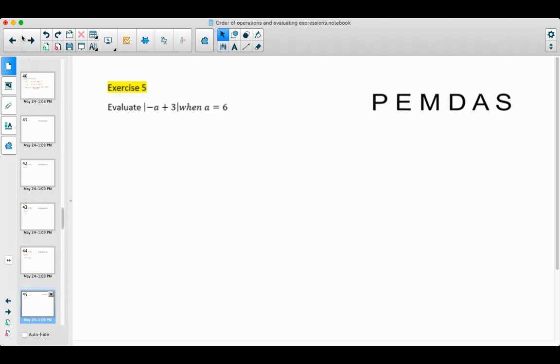Okay, we're doing the same thing. We're taking 6 and plugging it in for A. Now here's one of those times where it's really important that you have those parentheses. We have a negative and then parentheses 6 plus 3. Then we have negative 6 plus 3. So negative 6 plus 3 is negative 3. And then the absolute value of negative 3, it makes this answer positive. So the absolute value is 3.